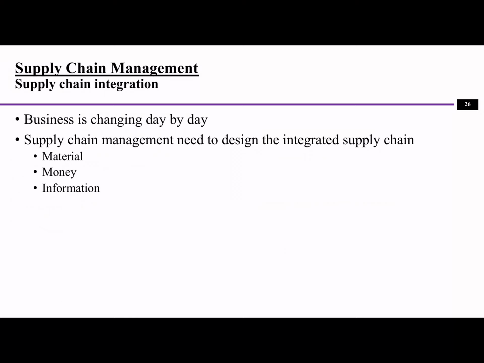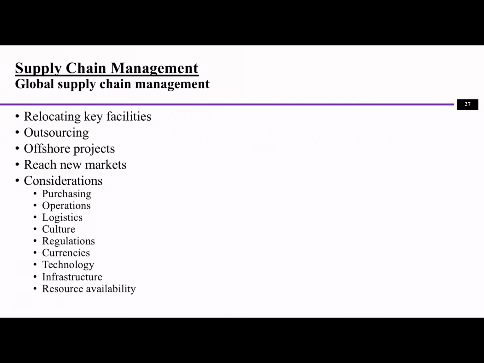You need to understand that business is actually changing day by day, and your mindset and your decisions also always need to be dynamic, right? Based on what is happening today, and then with the plan for tomorrow, or even a longer time frame. So material, money, and information are the key things in supply chain management you have to think about.